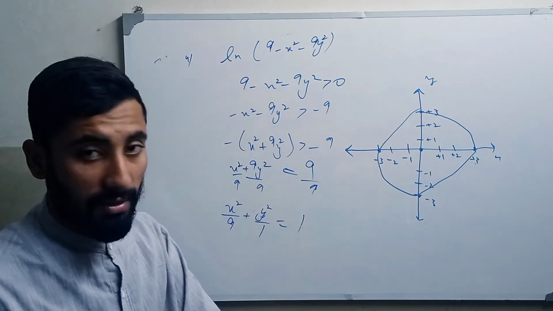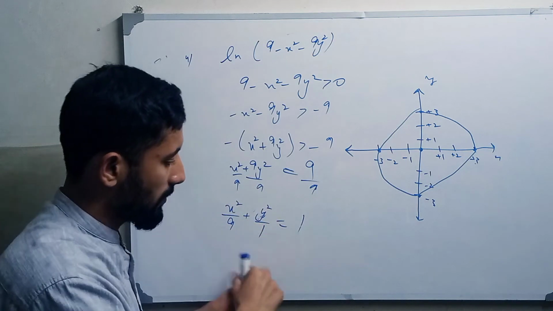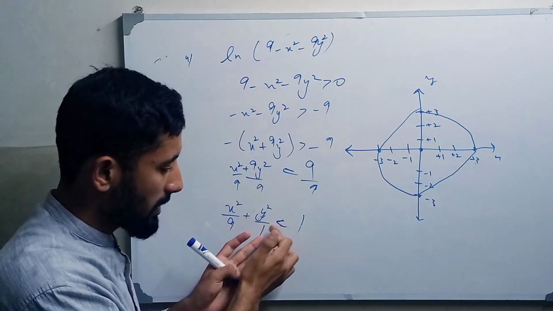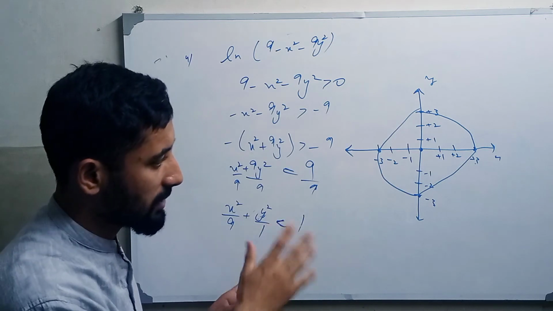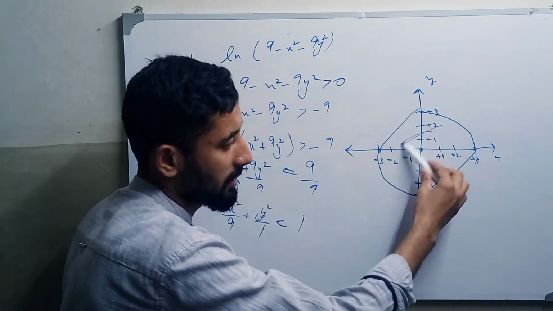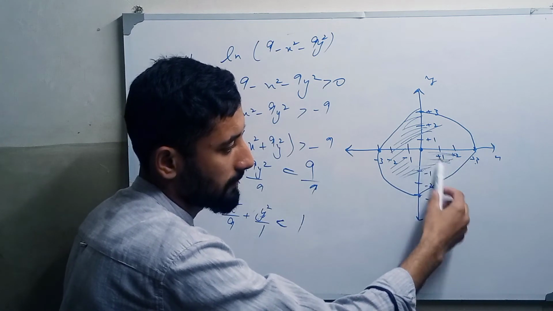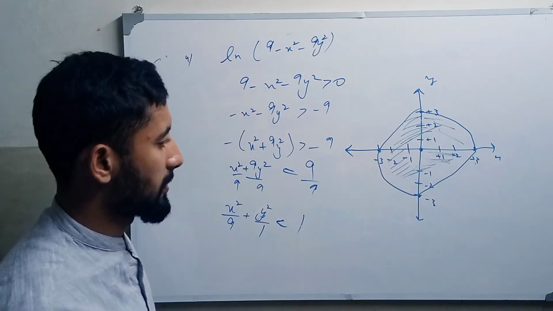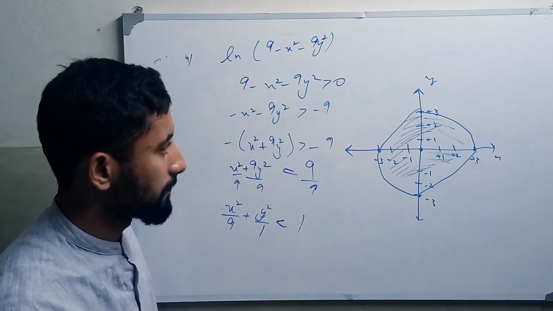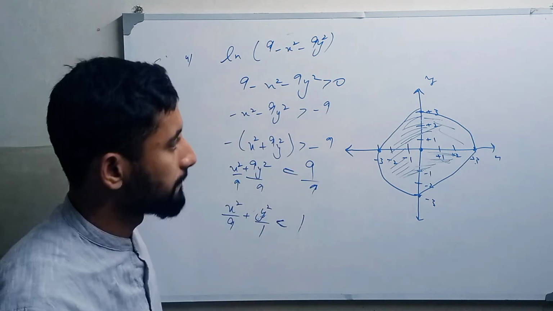So what is the condition? x square over 9 plus y square over 1 less than 1. This is a less than sign, so that is the condition. It must be shaded inside this, and should not go out of the boundary. So this is our sketch of the domain of that function.